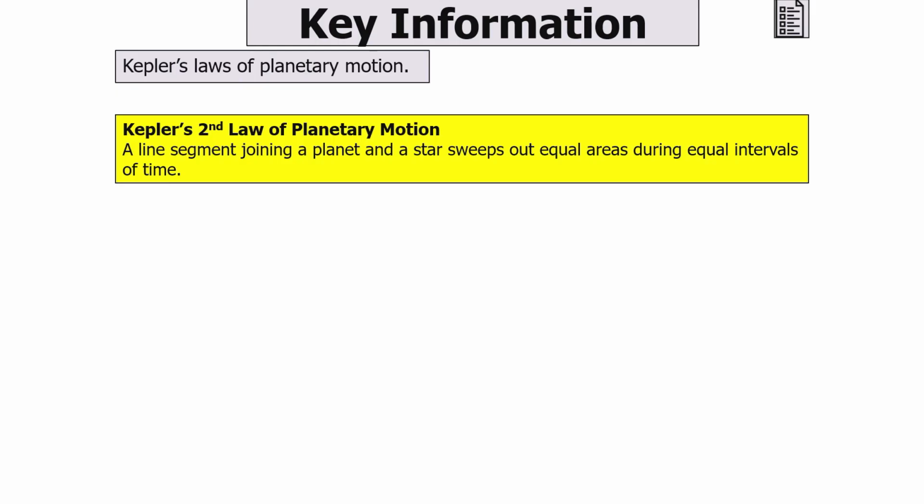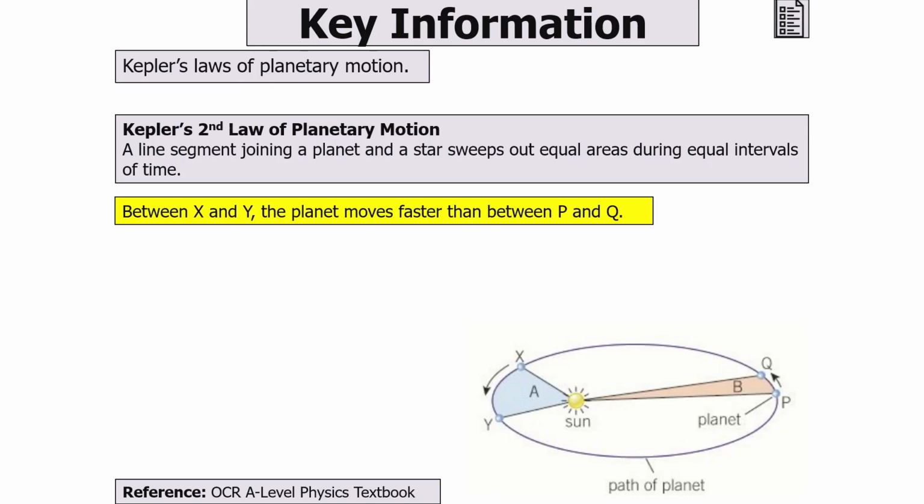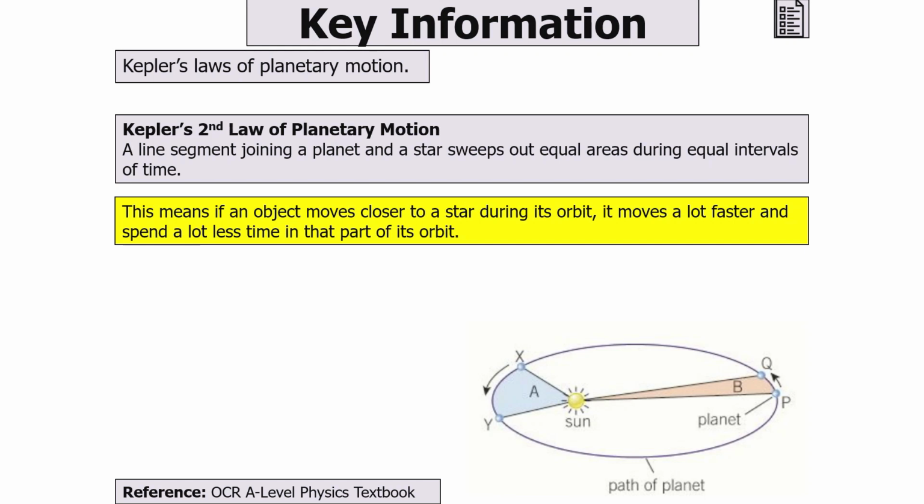Now Kepler's second law of planetary motion is that a line segment joining a planet and a star sweeps out equal areas during equal intervals of time. So as planets move on their elliptical orbit around a star, their speed is not constant. When a planet is closer to a star, it moves faster. So in this example, between x and y, the planet moves faster than between p and q. Now Kepler's second law states that if the time interval from x to y is the same as that from p to q, e.g. 1 year, the areas A and B must be the same. So this means that if an object moves closer to a star during its orbit, it moves a lot faster and spends a lot less time in that part of its orbit.